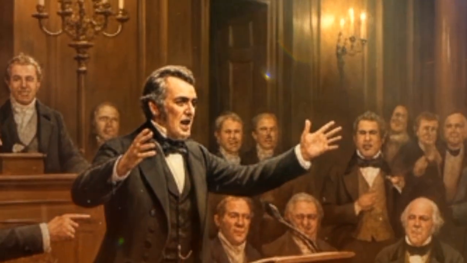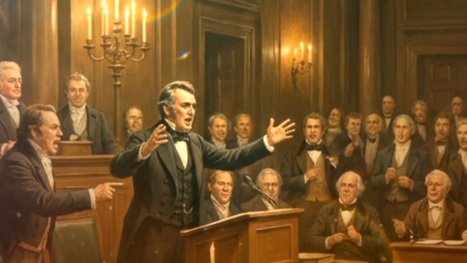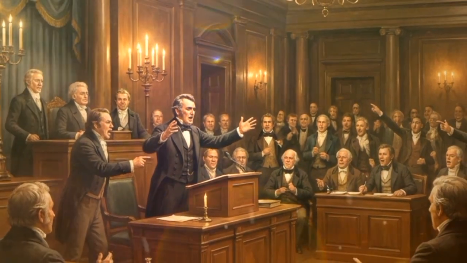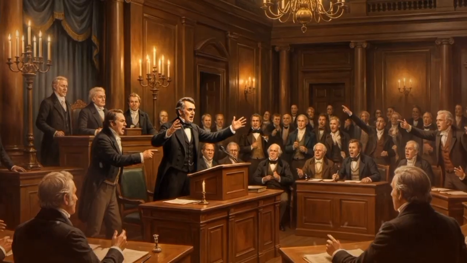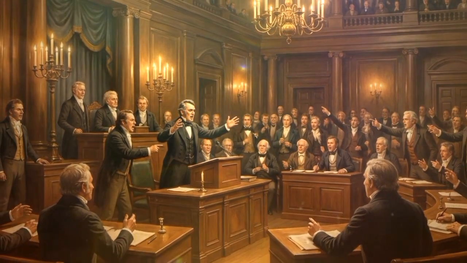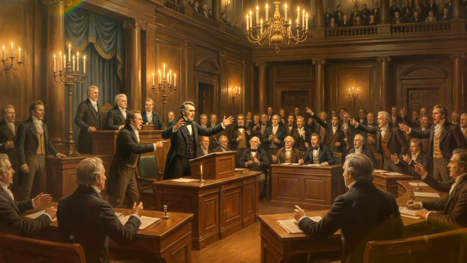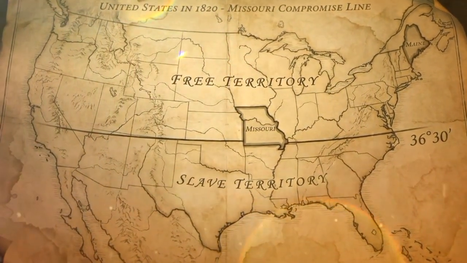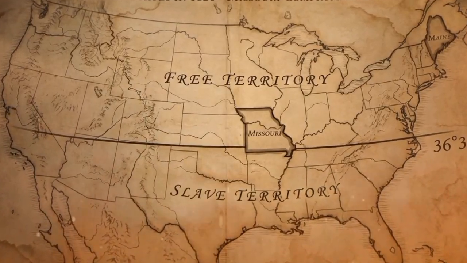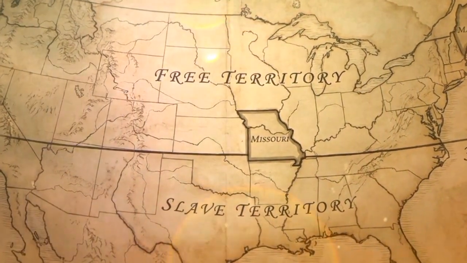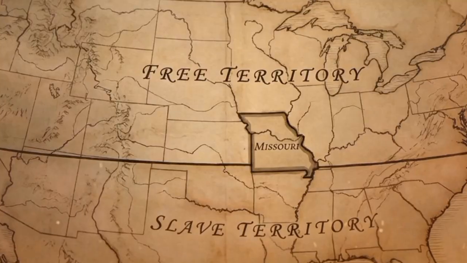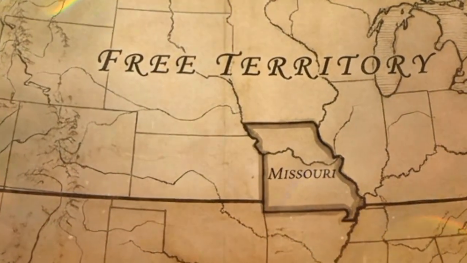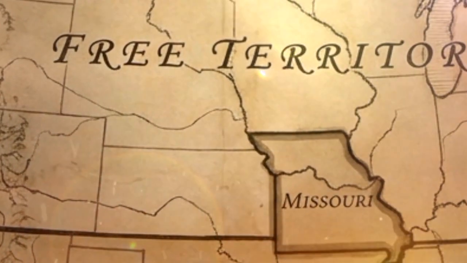In 1820, Congress attempted to control the tension. Missouri entered the Union as a slave state. Maine entered as a free state. Slavery was banned north of latitude 36 degrees 30 minutes within the Louisiana Territory. For a moment, balance was restored in the Senate. But it did not solve the issue. It postponed it. Every new territory would reopen the same argument.